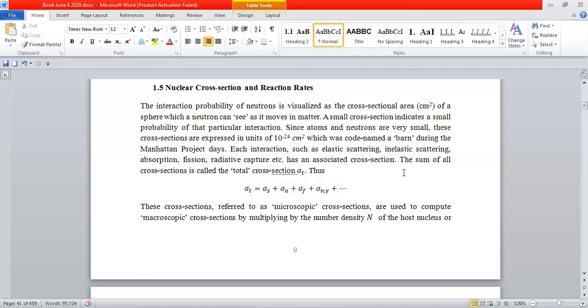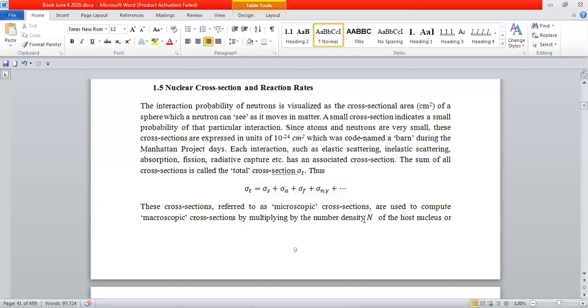So if you want to see the sum of all of these, then let's call that the total cross-section, sigma t. Sigma is small, sigma because it's a microscopic cross-section. It's a natural data. It has nothing to do with how many atoms there are. It's just how a neutron behaves when it interacts with the nucleus.